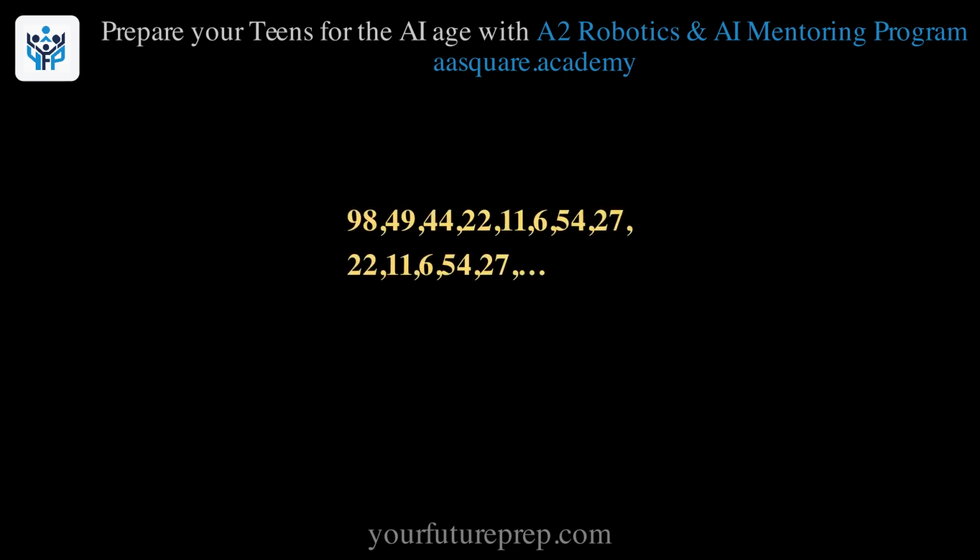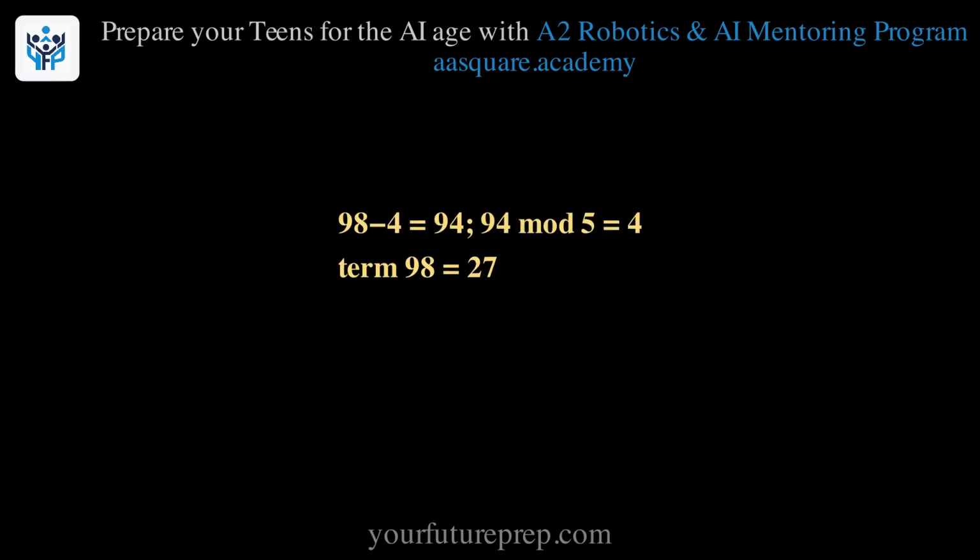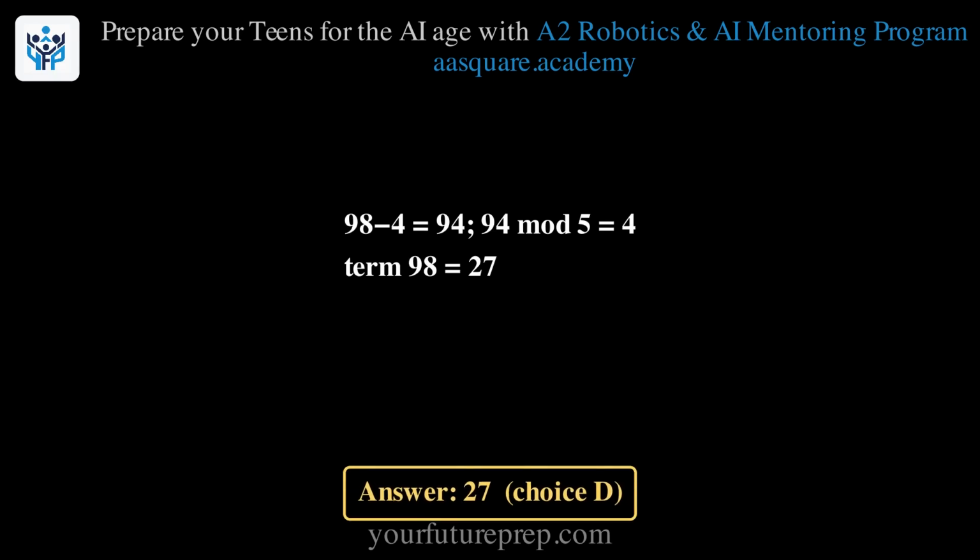Generate terms until they repeat. A cycle of length 5 starts at term 4. So the 98th term is 27, choice D.